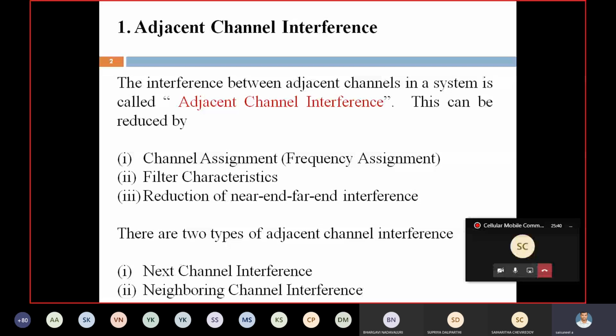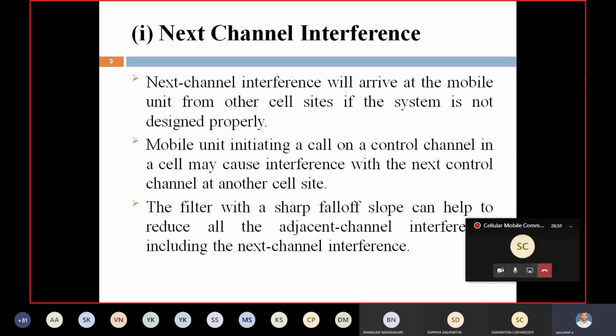Again, how many types of adjacent channel interference are there? There are 2 types. The first one is next channel interference. The second one is neighboring channel interference. Let's move to the types. The first one is next channel interference. What is meant by next channel interference?